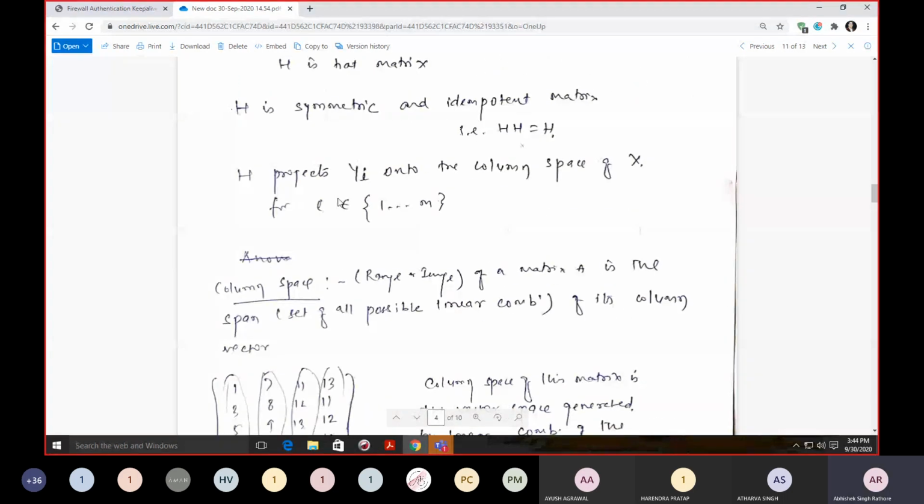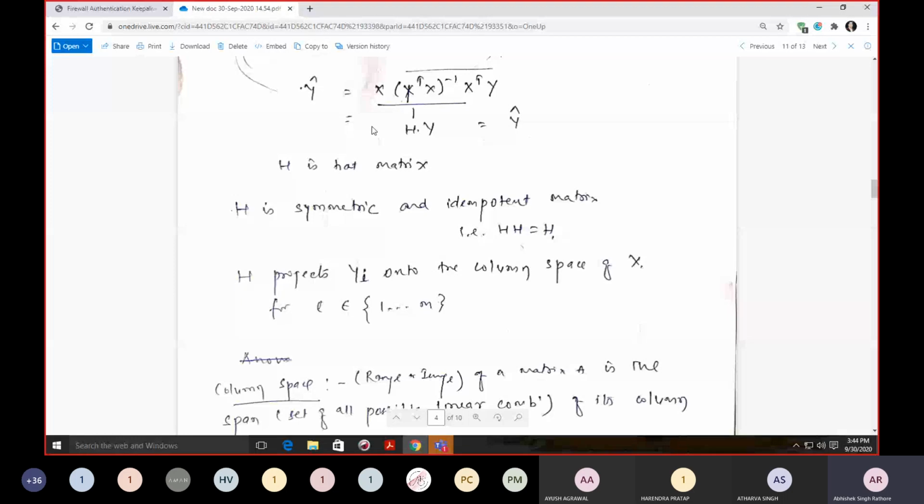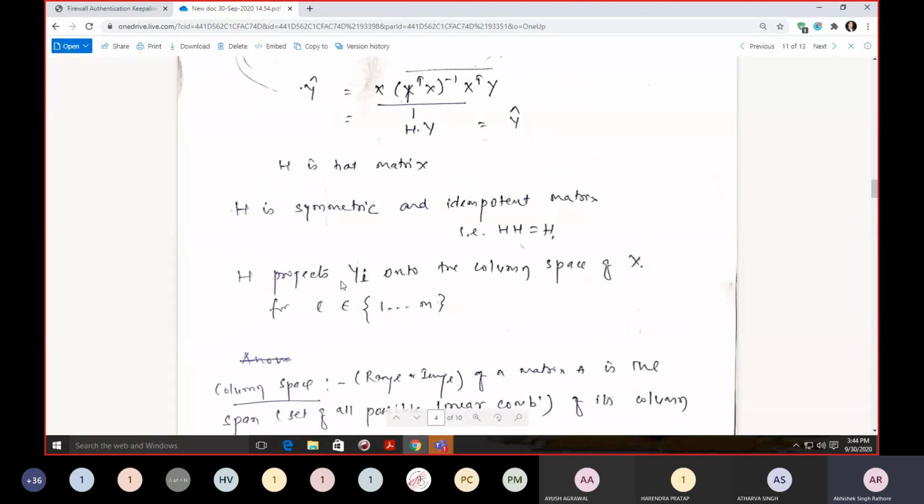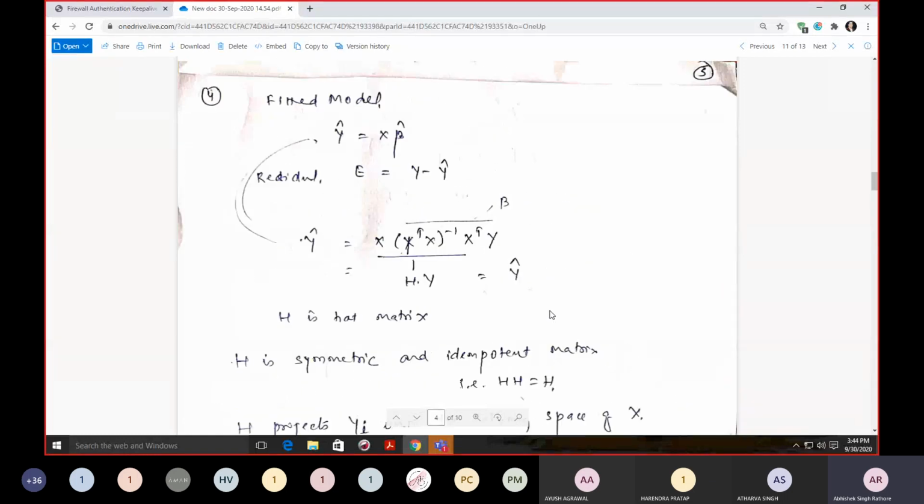So what we can say is that this H projects your original y into your estimated y, and that's why we are saying this H is a hat matrix. So we are saying that this H projects your y_i onto the column space, for i ranging from 1 to m. It means that you are having a column space. Now again my question is, what do we mean by this column space?